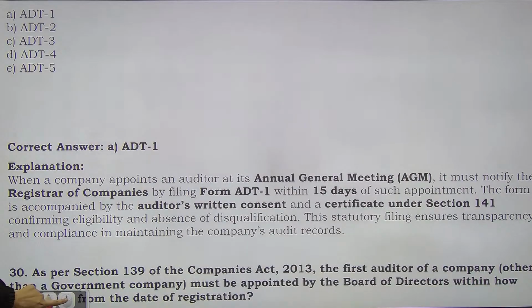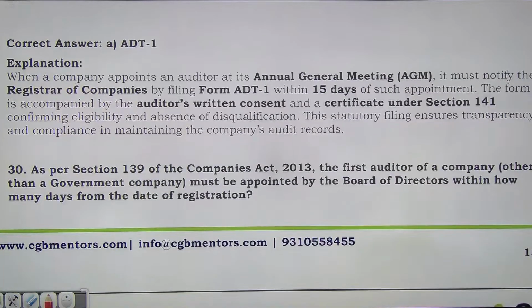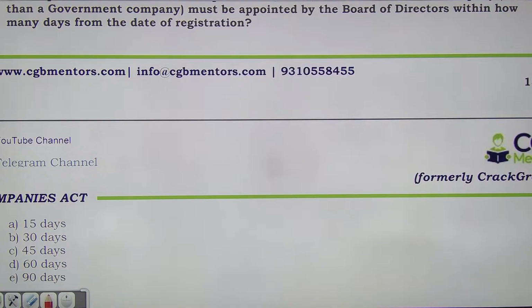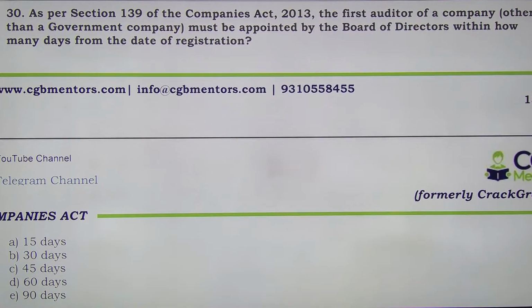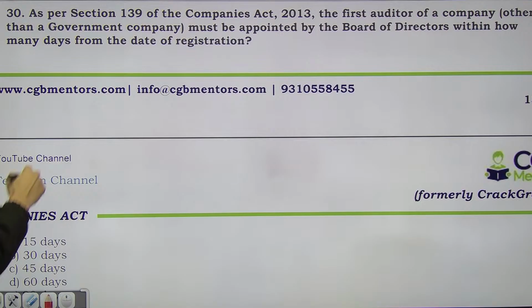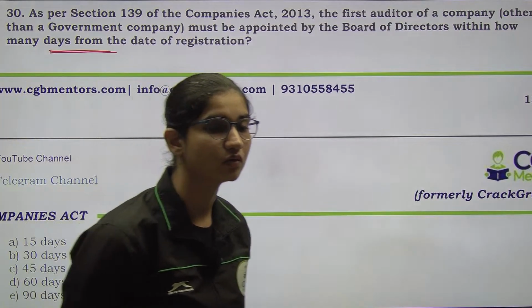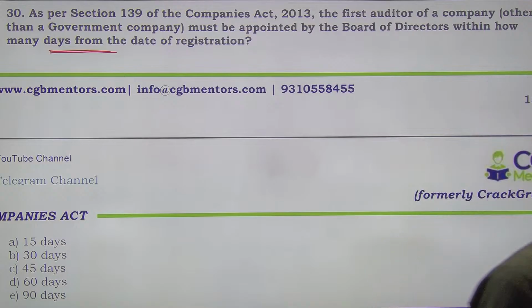Now moving forward to the next question, which is question number 30. Question number 30 is asking you that as per section 139 of the Companies Act, the first auditor of a company other than a government company must be appointed by the board of directors within how many days. So the first auditor for a company other than the government company must be appointed by the BOD, by the board of directors, in how many days? This is the question. Please try to answer it. The question is trying to ask you for a company that is other than the government company. Please try to attempt this question.